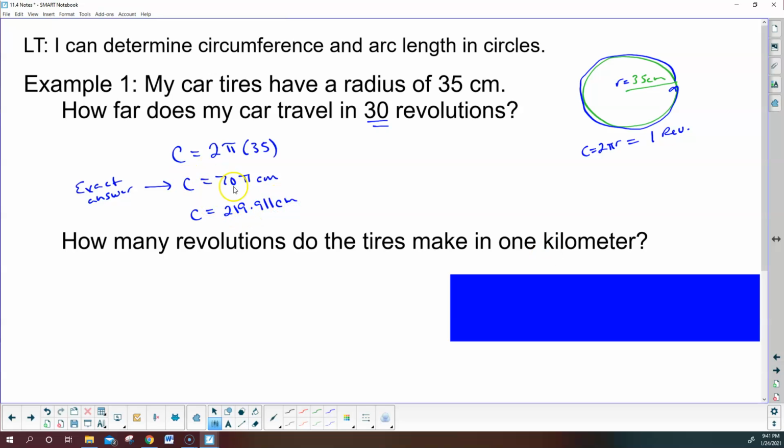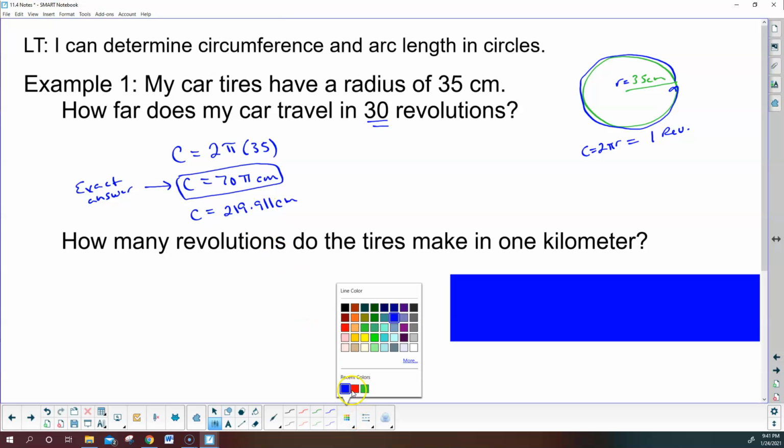All right, so now I would prefer, unless they ask you to specifically use decimals, to use the exact answer. Why? We're not rounding here. This is more accurate than the rounded answer down here. But that's 1 revolution, right? I need to go 30, so I'm going to take that answer and times it by 30, and it says, how far does my car travel?